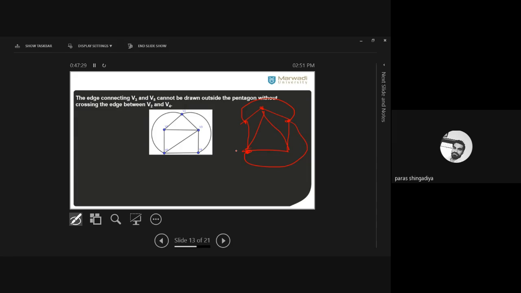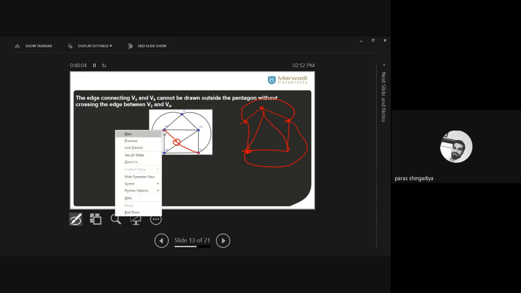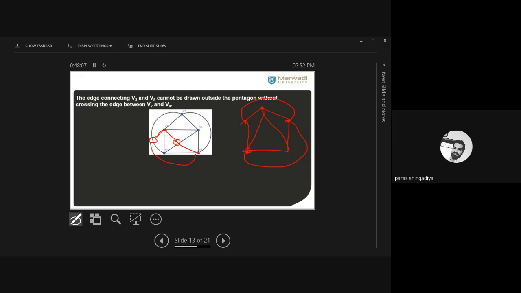Okay, V3 has a degree 4, V2 has a degree 4, V5 has a degree 4. Still V1 has a degree 3 and V4 has a degree 3. So the connection of these is remaining. ठीक है, V1 और V4 का connection remaining है. If we connect it to the inside, it will cross with this inside edge. ठीक है, वहां पे cross हो जाएगा. And if we connect it to the outside of the region, उसको outside draw करते हो, it will cross with the outside edge.